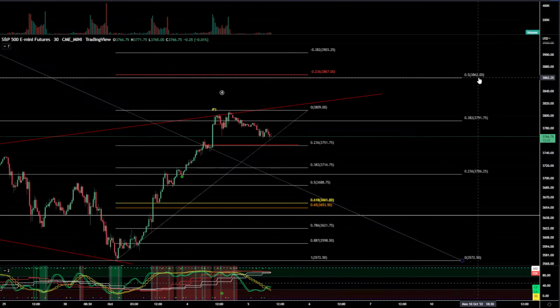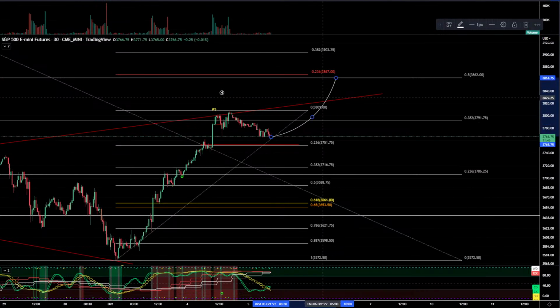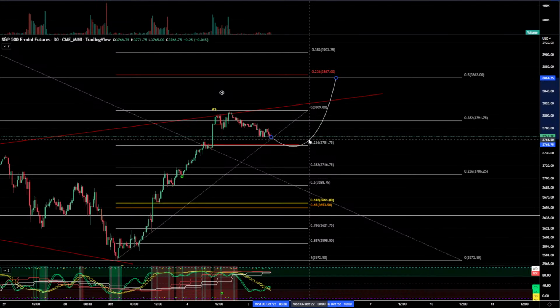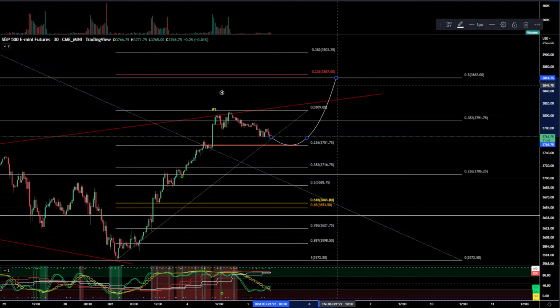which is at 38.62. So is it possible that we see another 100 points from where we're at right now? We're at 37.66. Is it possible that we go to 38.66? So again, if we do find some support here, I would expect that it's very, very possible and maybe even likely that we do see that move.